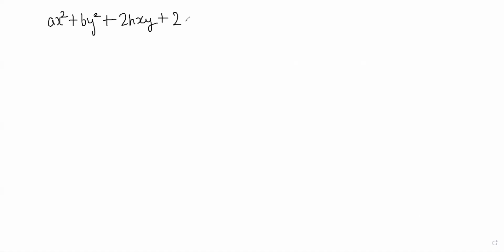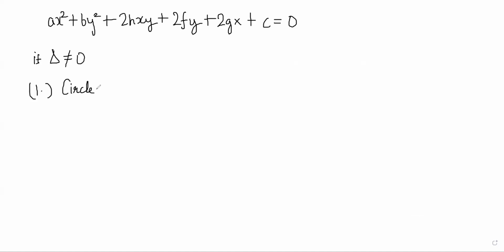Now we'll say this general equation ax square plus by square plus 2hxy plus 2fy plus 2gx plus c equals 0. If del is not equal to 0, let's write the conditions for a circle. For a circle, a must be b and h must be 0. Del should be non-zero. If del is 0, it cannot be a circle; it is a pair of straight lines.